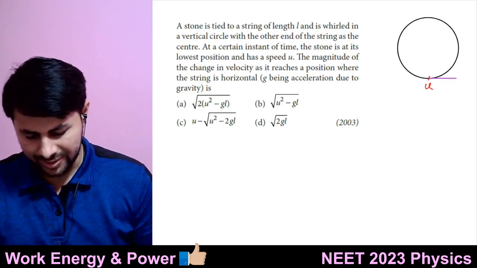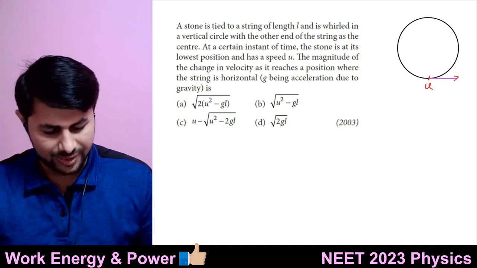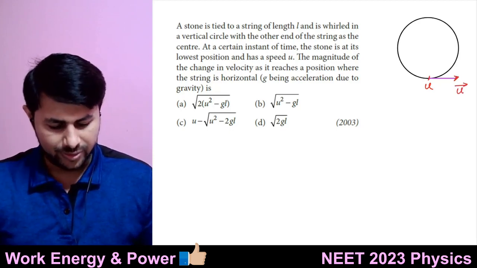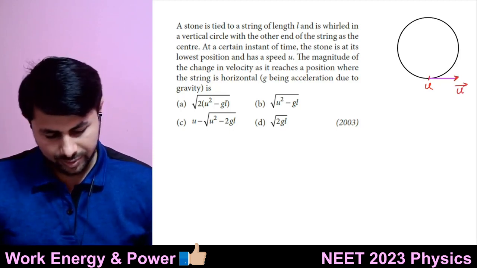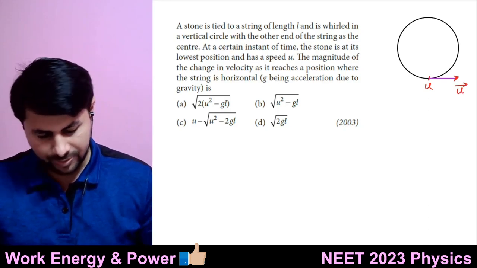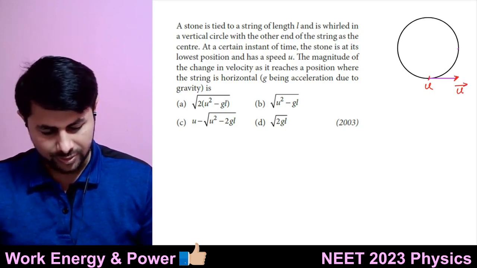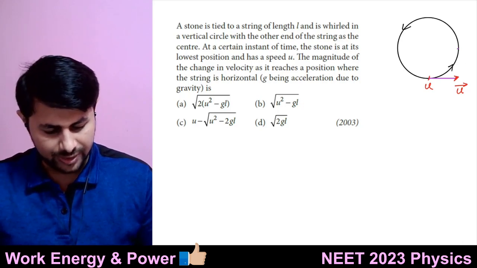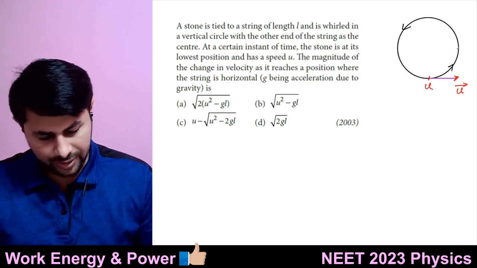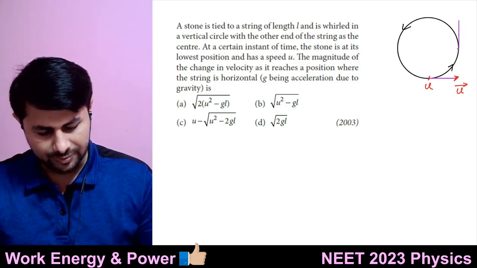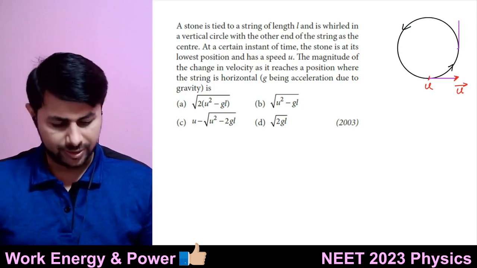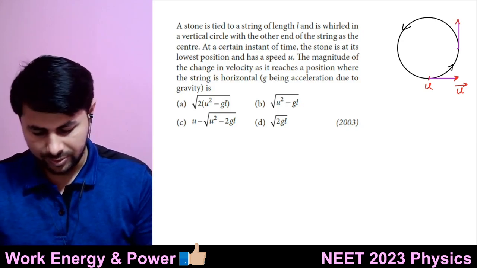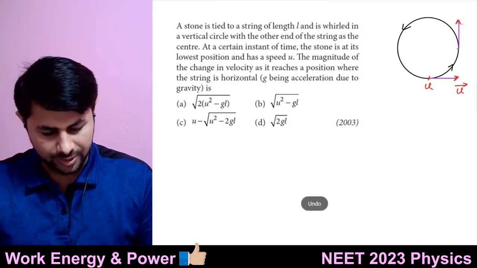So velocity at this point is directed like this. Let's call it u bar. Okay, it will have some magnitude. Velocity at this point, let's suppose it is moving like this. So at this point, it will be directed like this. It will have some magnitude, right? So let's call this magnitude as v.